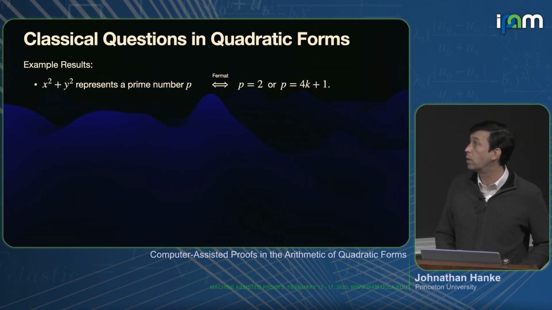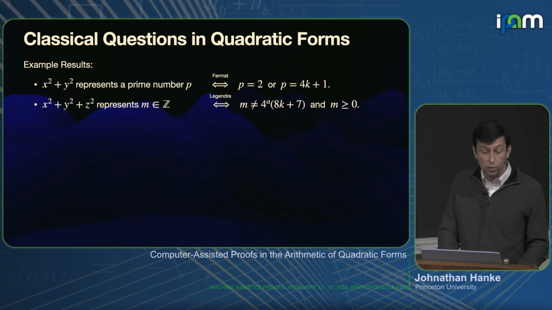Old results about quadratic forms are about when the sum of two squares represents a prime. So you can characterize this in terms of the prime being 2 or a congruence condition. Sum of 3 squares representing an integer is more subtle. This happens if and only if the number is not a power of 4 times something 7 mod 8. Okay?